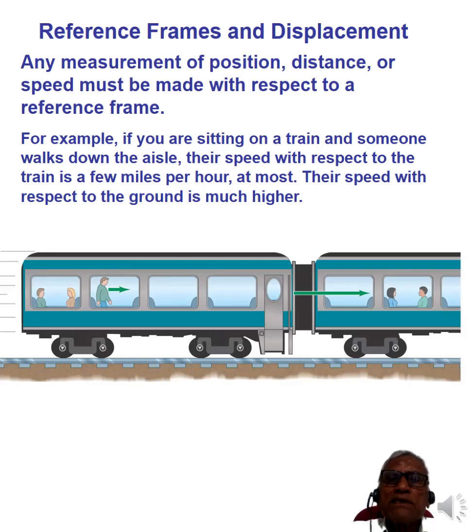That person has some speed with reference to the persons sitting in the train, and the speed of the person with respect to a person on the ground is different from the speed with respect to the persons sitting in the train. So the physical quantities will be different when you choose a different reference frame. It is necessary, therefore, that we identify a reference frame before we express the physical quantities.